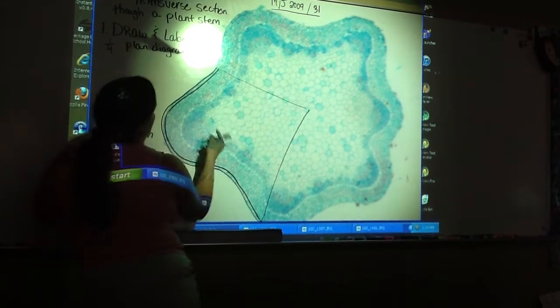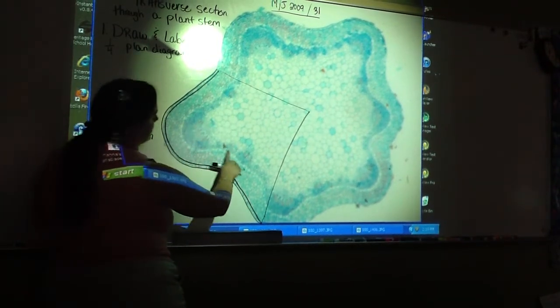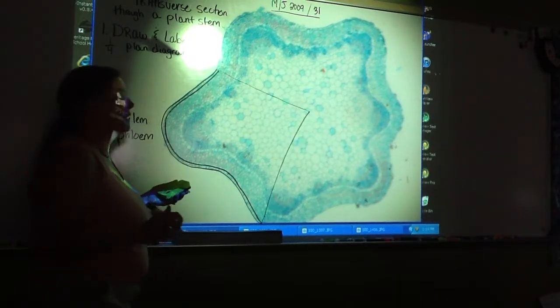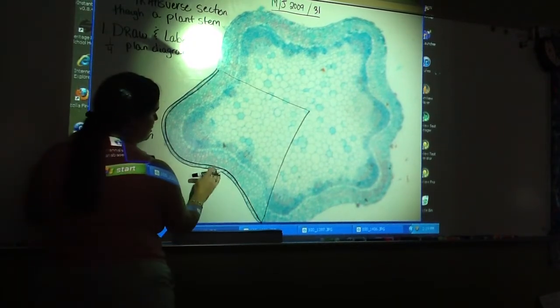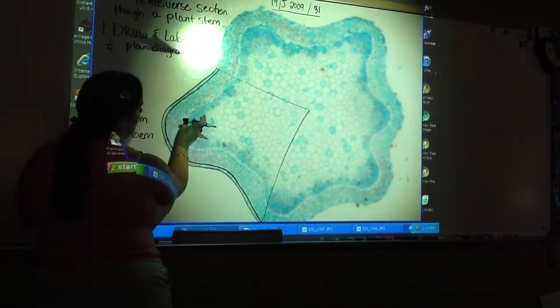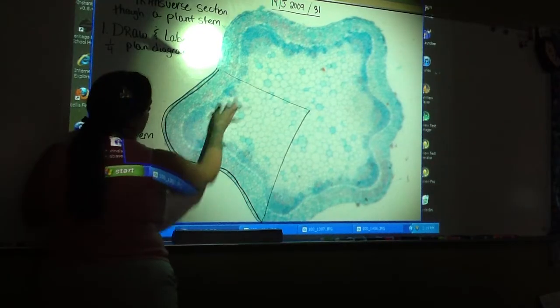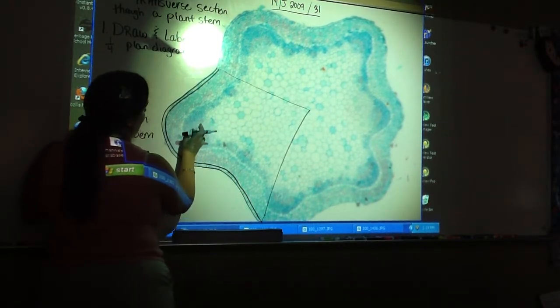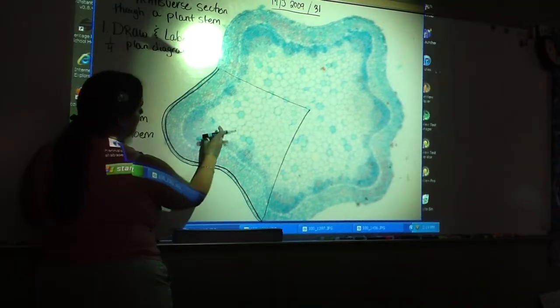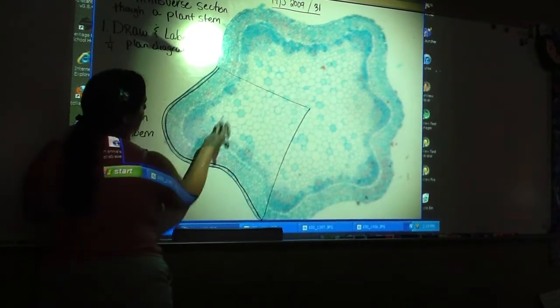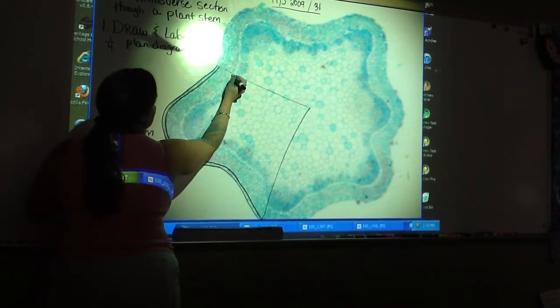Alright. Now you can see that there's another layer of cells in here. That's probably the vascular cambium. So you're dealing with your epidermis, your cortex, your cambium, and then you're starting to deal with another layer of your cortex, and then you end up with your vascular tissue and your pith. So let's keep going, what we see here.